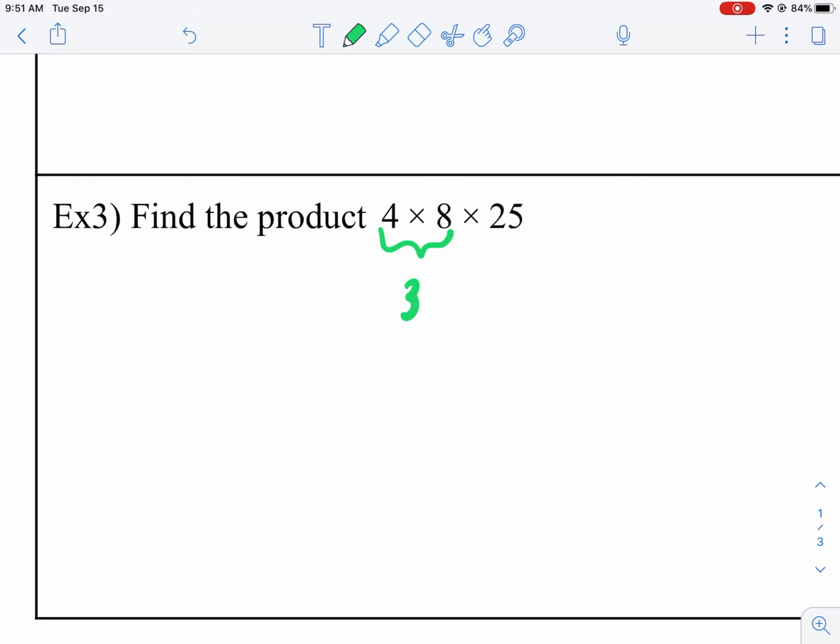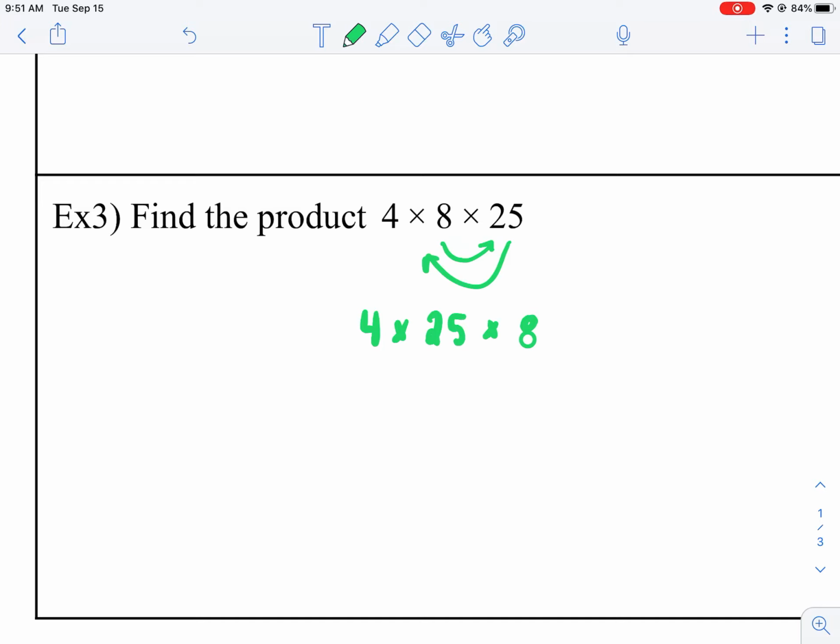But 4 times 8 is 32, and we want to try to do this mental math. Can you do 32 times 25 using mental math? That's a little bit difficult, even for me. So what we can do is think about our properties that won't change our answer, and we can say, well, if I use the commutative property, I can switch these two around, right? So my new problem is 4 times 25 times 8.